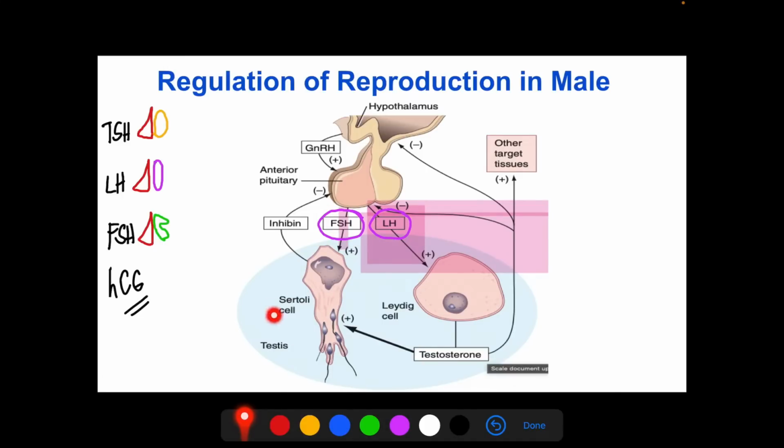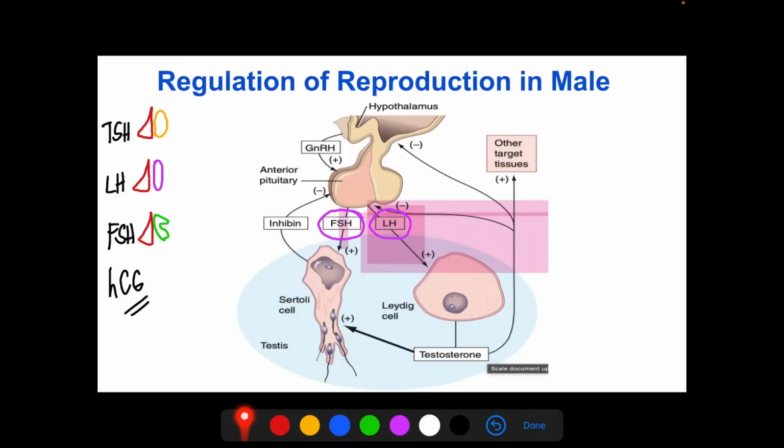It induces the Sertoli cells to produce androgen binding protein in order to maintain the high testosterone concentration required for sperm formation. Another peptide hormone is LH. On the other hand, this luteinizing hormone induces the Leydig cells to synthesize or to produce testosterone.